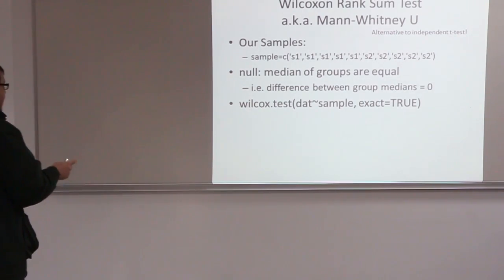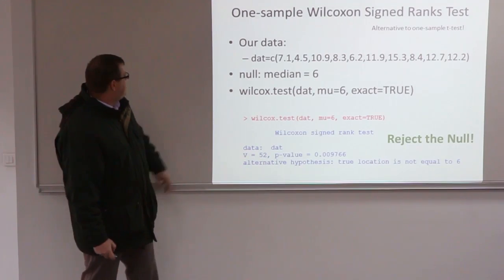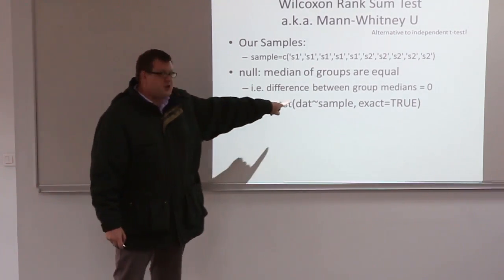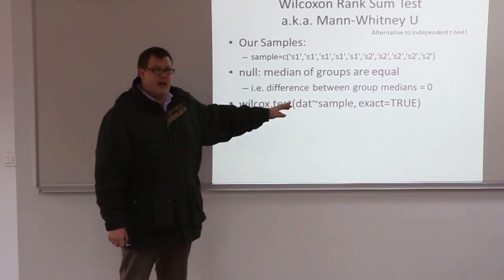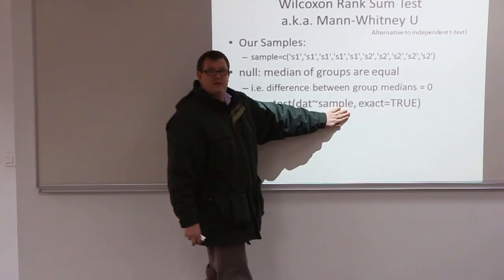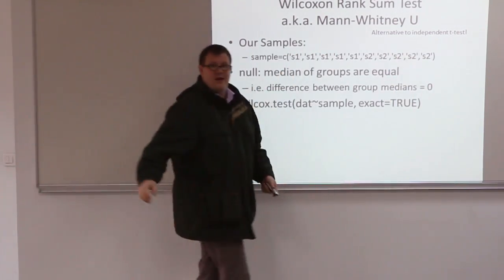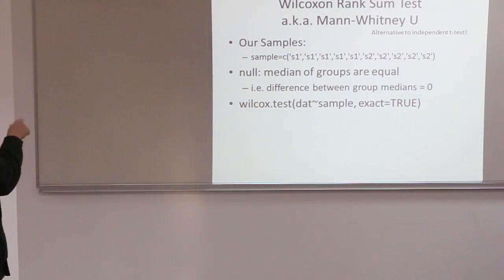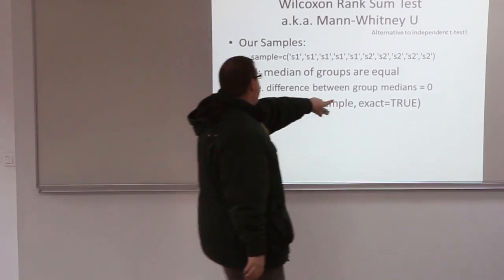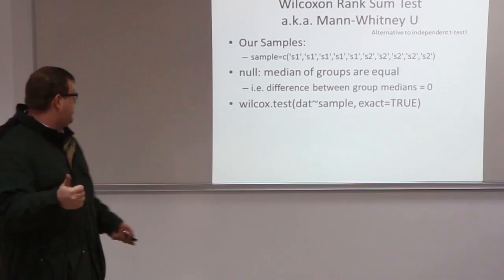So we have Wilcox test, DAT. DAT, that was this. DAT is a function of sample. So we're saying DAT is broken down into these samples. We're going to look at the DAT for S1 and the DAT for S2. So DAT is a function of sample, exact equals true. If our null hypothesis is that the difference is going to be 0, we don't need to specify mu. So we're good to go.